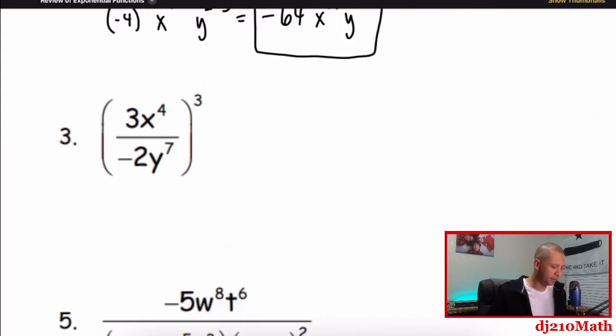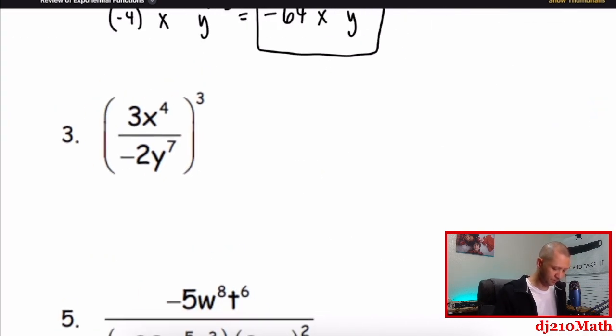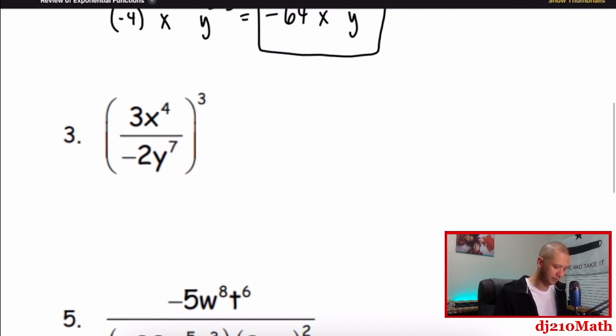Okay, I can apply the cube. For number 3, I can apply the cube to the top and the bottom, and to everything inside. So when you have a power raised to a power, you multiply.